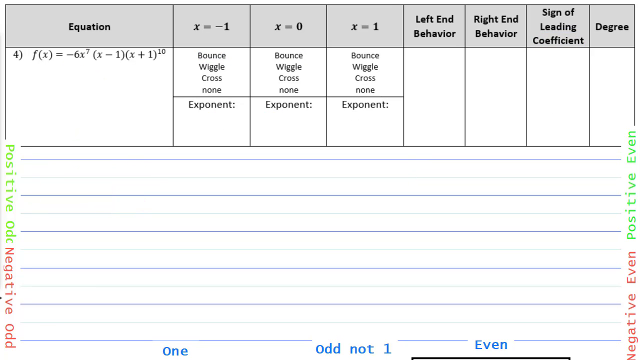So the fourth one on this is the last section on this one. -6x to the 7th is equal to 0. Divide both sides by 6, and we get 0, and take the 7th root of 0, and you still end up at 0. So the exponent is 7. 7 is odd, but not 1, so it's a wiggle.